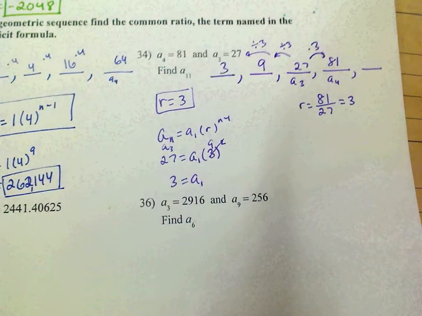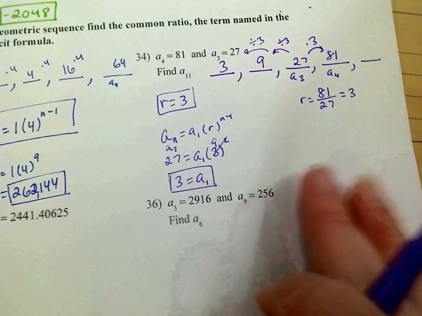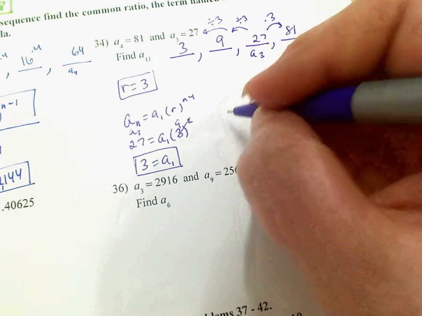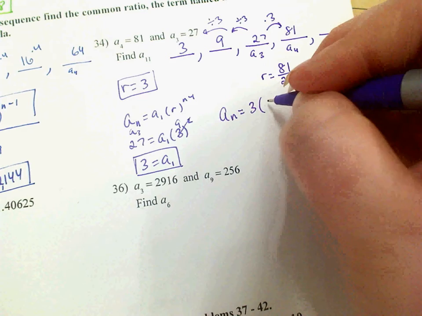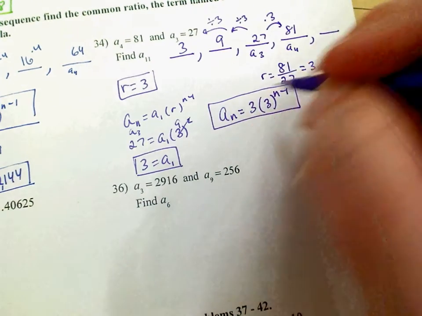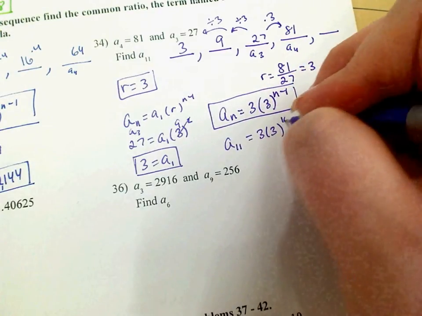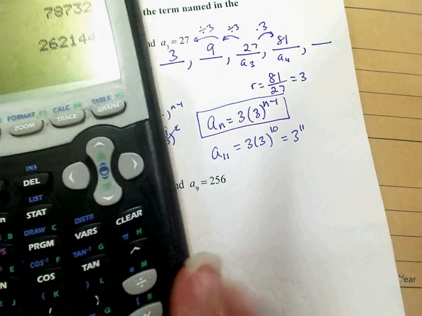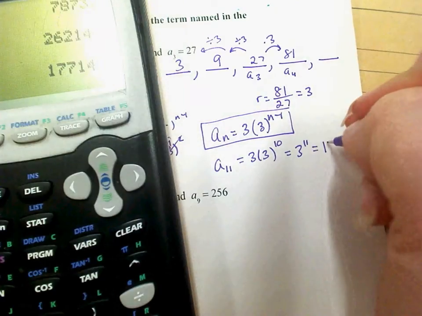But you can also just use the formula to solve for a sub 1. And then I need the explicit formula. A sub n equals a sub 1, which is 3, times the common ratio, which is 3, to the n minus 1. And if I want to find the 11th term, then that is 3 times 3 to the 11 minus 1, 10, which is really just 3 to the 11th, because 3 times 3 to the 10th, and 3 to the 11th power is 177,147.